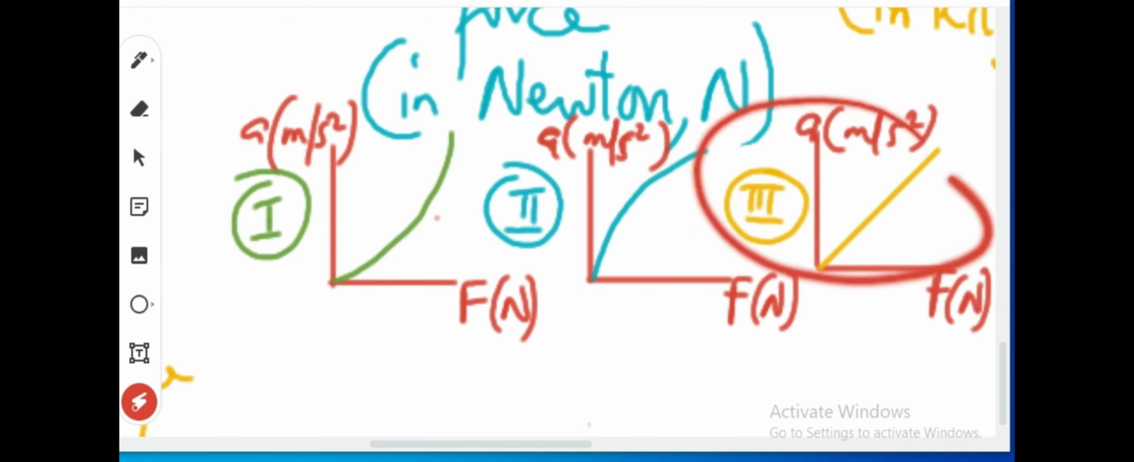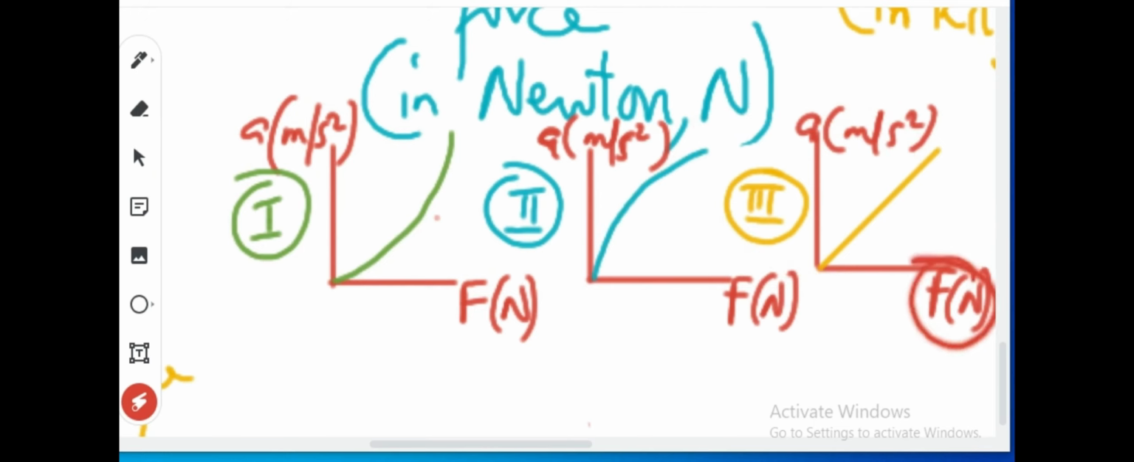Now, the third one is as force increases, acceleration increases at a constant rate or at the same rate. So, by the way, beautiful. That means it is graph 3 that we can say acceleration is directly proportional to resultant force.